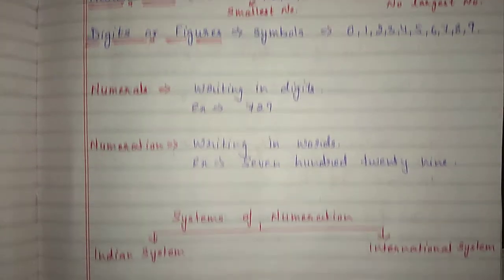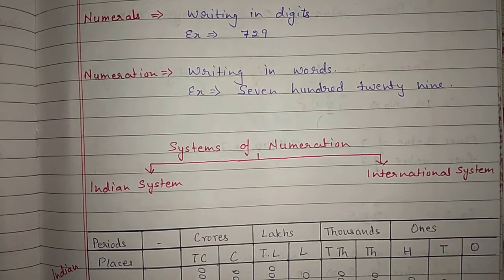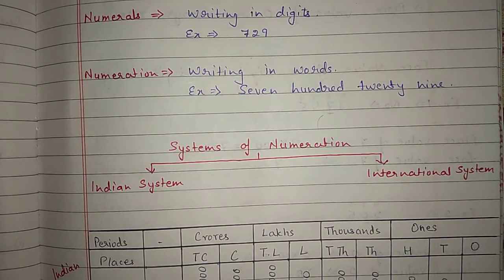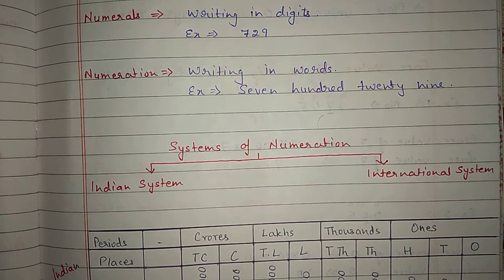After this, we have the system of numeration. We have mainly two systems. One is the Indian system and another one is the international system. Normally, we will read and write numbers in these two systems only.